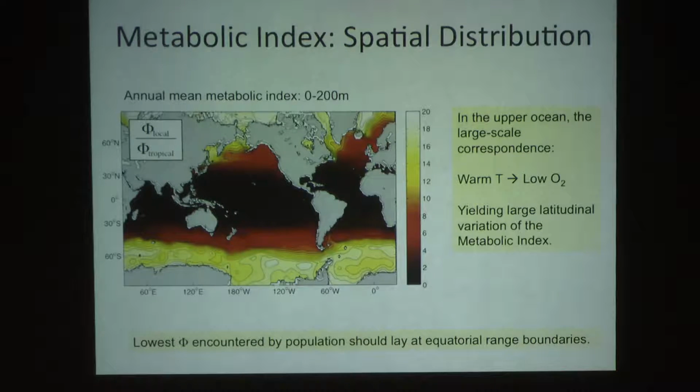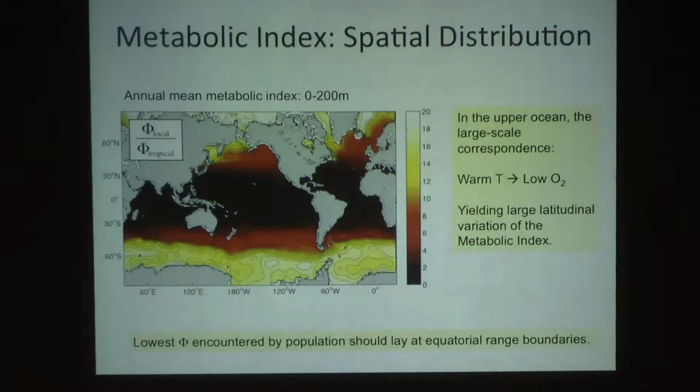So here's a map of the metabolic index. With those parameters now, we can map it out using climatological data. It's going to depend on the species that you're looking at; the map will have different values. But interestingly, if you normalize it to some regional average, as I've done here, taking the local value everywhere and dividing by the average tropical value, for all those species the map looks virtually indistinguishable. It's the exact same map, just rescaled by different actual values.